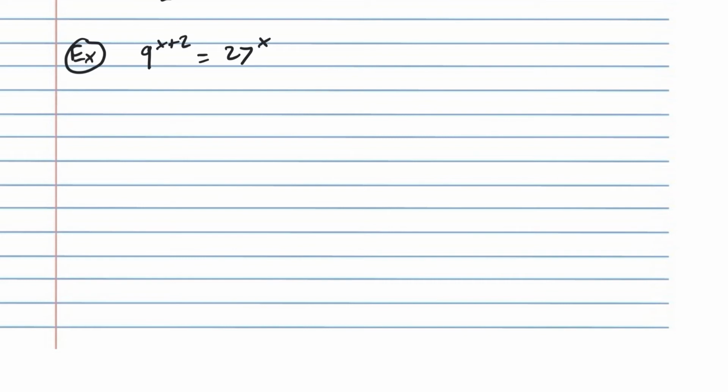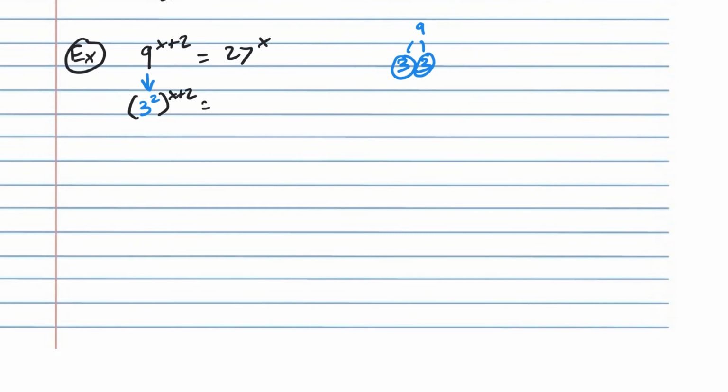Okay, so let's go ahead and break down 9. 9 breaks down pretty easily into 3 and 3. So what we can do here, we'll draw a little arrow. 9 broke down into 3 squared, 3 to the power of 2. So here's what we can write it as: 3 to the power of 2. But then don't forget, on the outside, there's still a power of x plus 2.